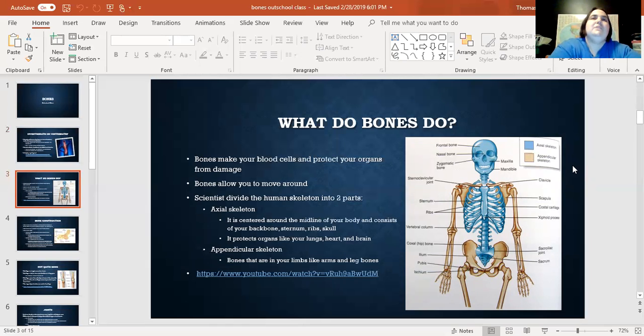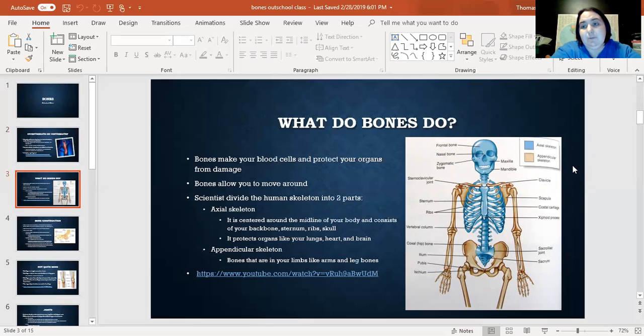Bones allow you to move. That's the most common thing we think about with bones, our movement and what we're able to do with them. We have a division of our skeleton into two parts. One is called the axial skeleton, which is all the parts of your skeleton that protect your organs. It's centered around the midline of your body, and consists of the backbone, which protects your spinal cord, and your sternum, which protects your heart and part of your lungs, mostly your heart.